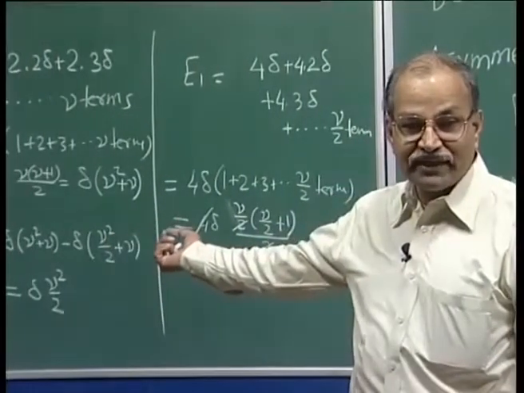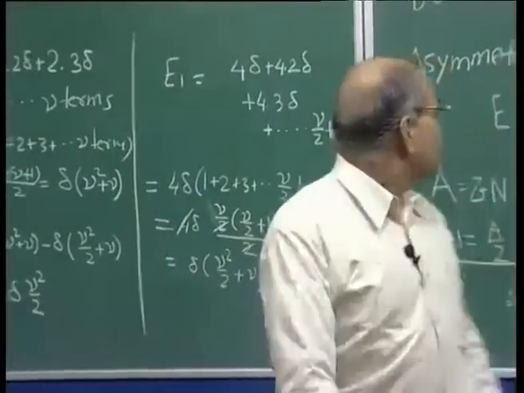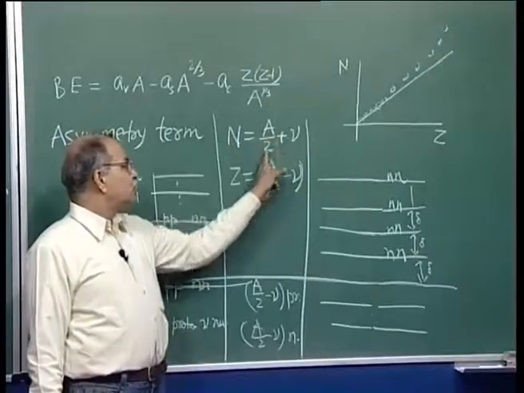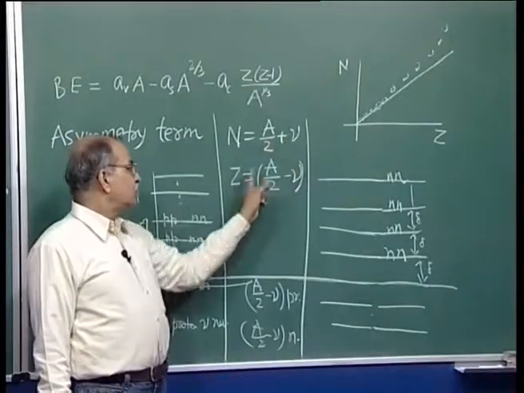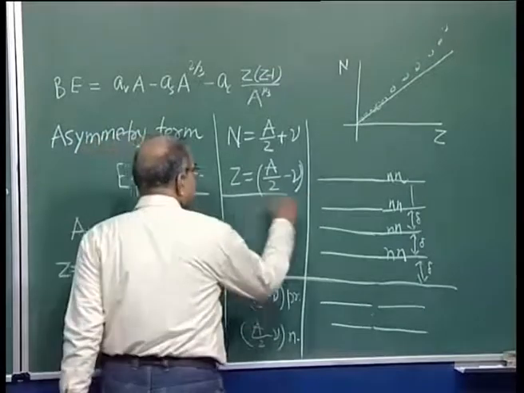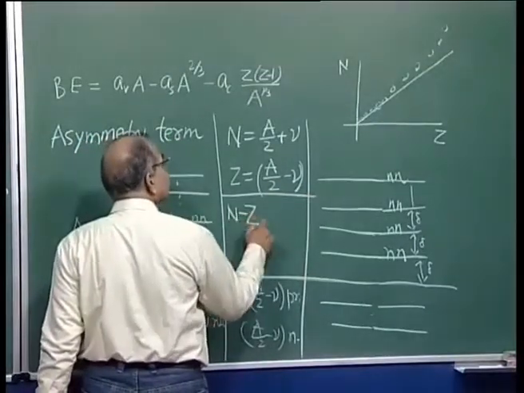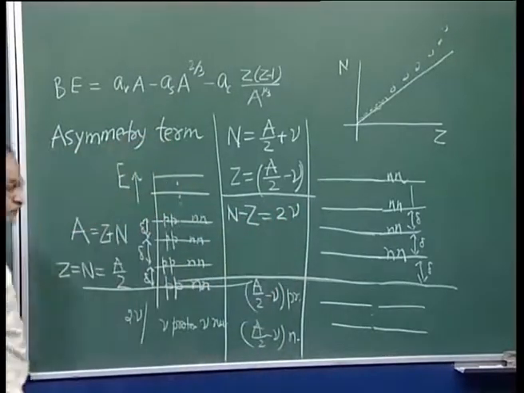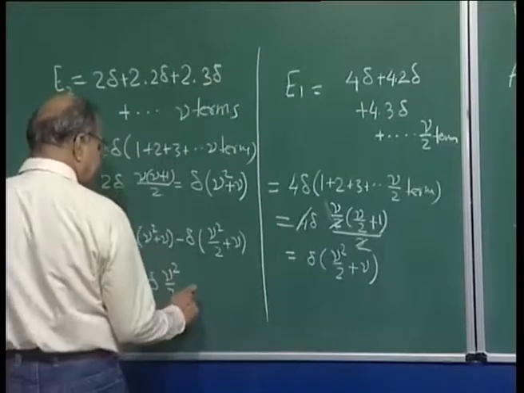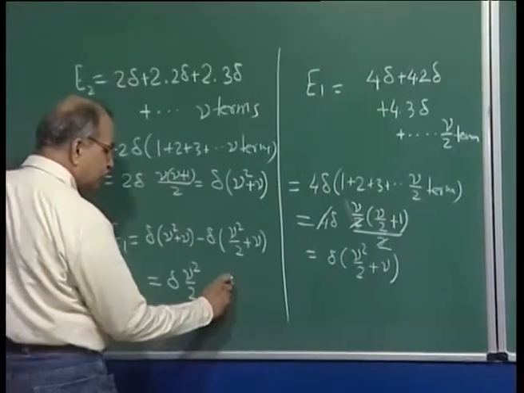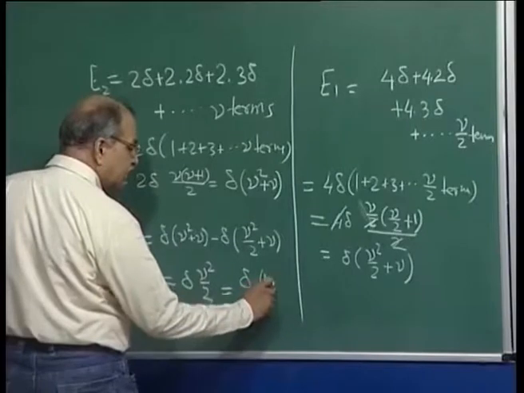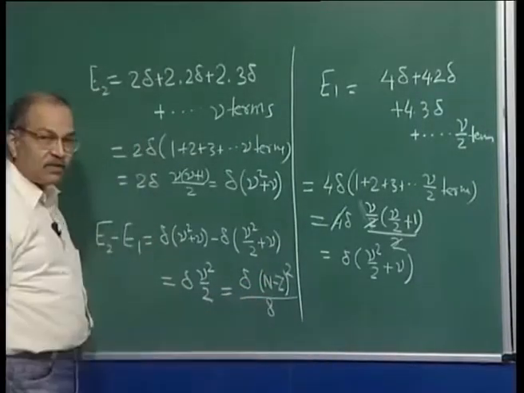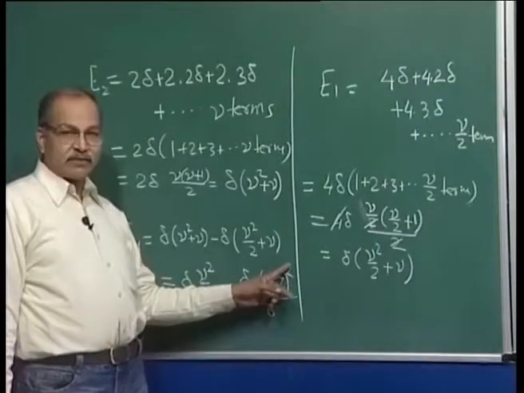So, in terms of N and Z I can write this nu. From here, N is equal to A by 2 plus nu and Z is equal to A by 2 minus nu. So, you can subtract: N minus Z is equal to 2 nu. So, nu is N minus Z by 2. Okay. So, this energy is proportional to delta times (N minus Z) square divided by 8. So, it is proportional to (N minus Z) square.